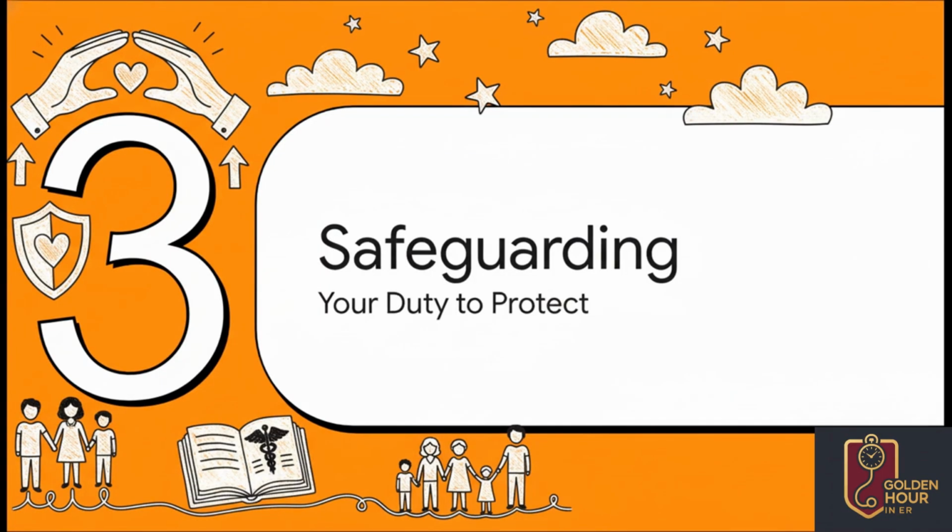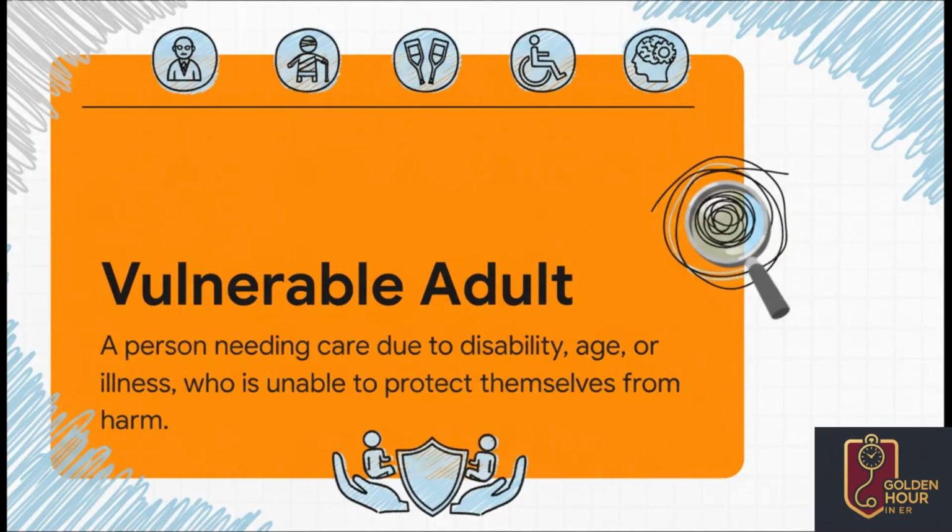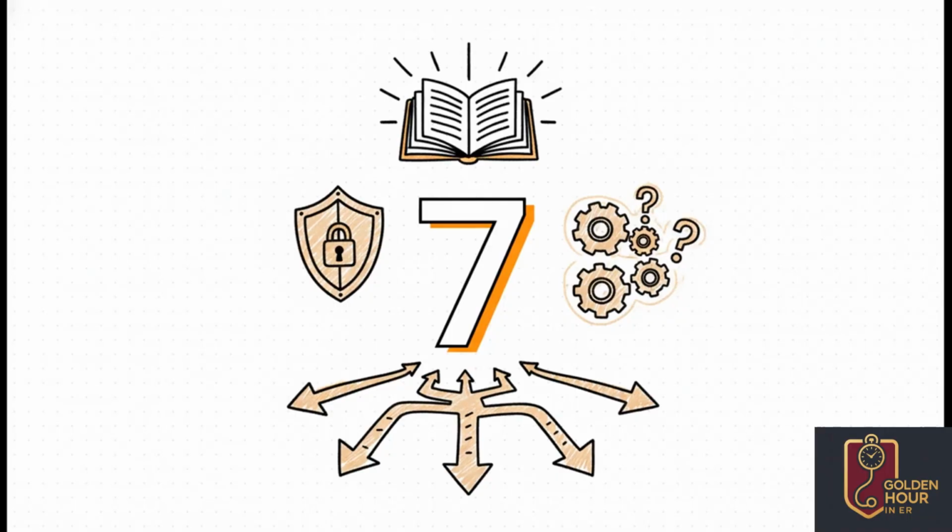All right, let's shift gears to a topic that is 100% everybody's business, from the day one junior doctor to the head of the department: safeguarding our vulnerable patients. So, what does vulnerable adult actually mean? Well, the legal definition is really broad, and that's on purpose. It covers anyone who, for whatever reason, age, illness, a disability, can't protect themselves from being harmed or taken advantage of. So how do we protect them?